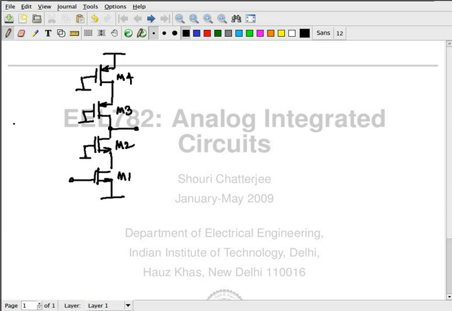Short circuit current is GM times the input voltage, and output resistance is GM2 times RDS2 RDS1 in parallel with GM3 times RDS3 RDS4. Okay, so product of these two will give you the gain of the circuit, the DC gain. Now we are also interested in the poles and zeros.